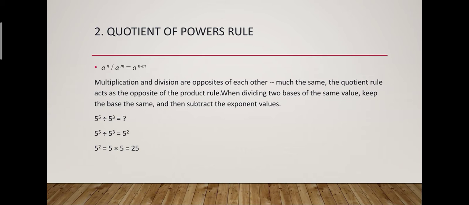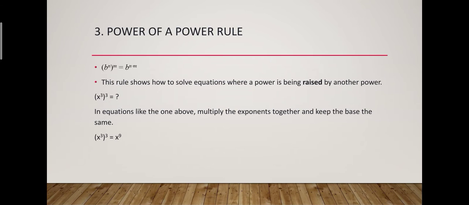Quotient of powers rule is in the form of a to the n divided by a to the m equals a to the power of n minus m. Multiplication and division are opposites of each other. The quotient rule acts as the opposite of the product rule. When dividing two bases of the same value, keep the base the same, and then subtract the exponents' values. For example, 5 to the 5th divided by 5 to the 3rd equals 5 squared, and 5 squared is equal to 25.